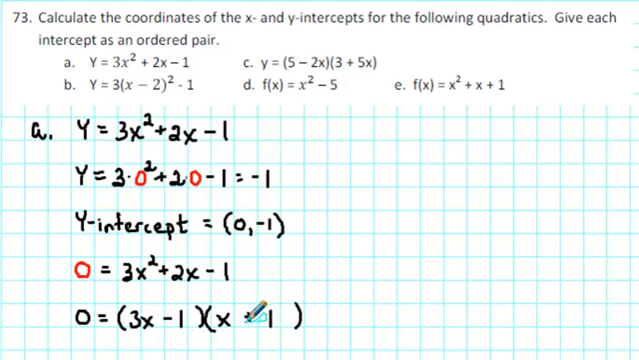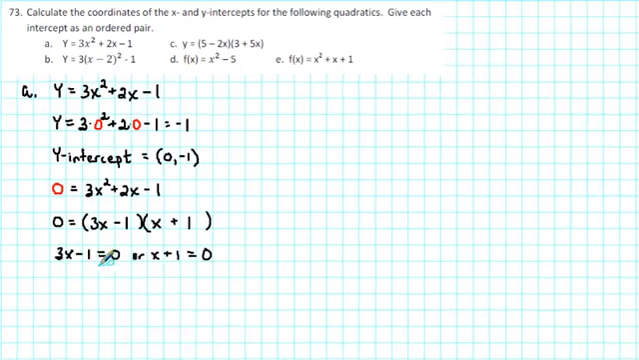The only way that the product of two factors can be 0 is if one of those factors is 0. So either 0 is equal to 3x minus 1 or 0 is equal to x plus 1. Solving the first equation gives us x equals 1/3, and solving the second one gives us x is equal to negative 1. So the x-intercepts as ordered pairs are (1/3, 0) and (-1, 0).